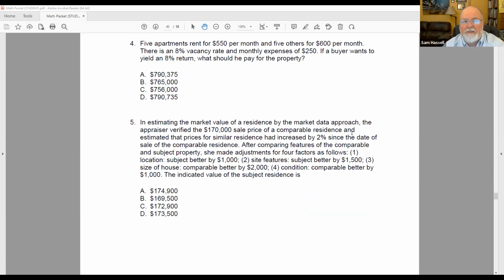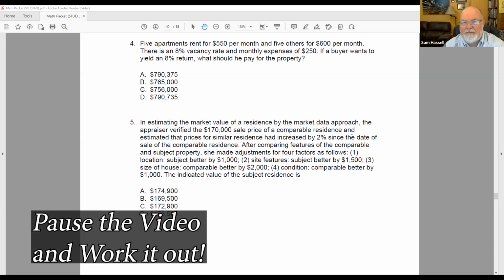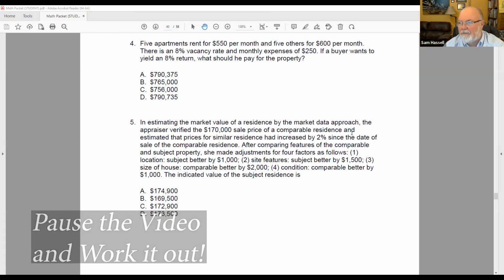All right, 5 apartments rent for $550 a month and 5 others for $600 a month. There's an 8% vacancy rate and monthly expenses of $250. If a buyer wants to yield an 8% return, what should he pay for the property?